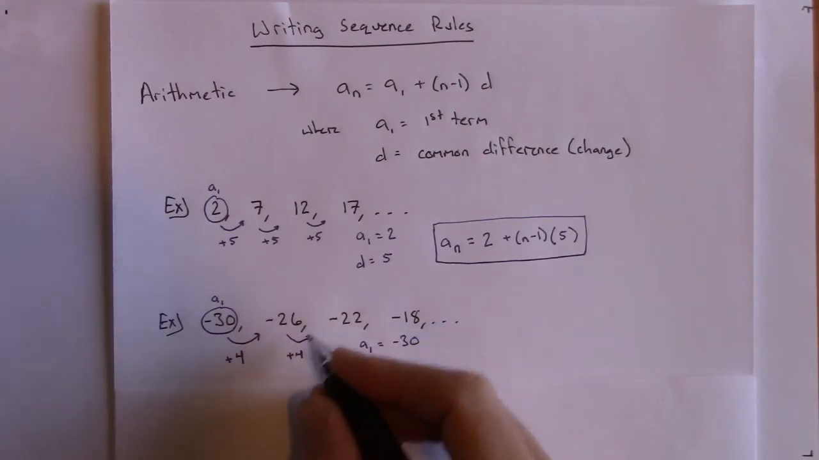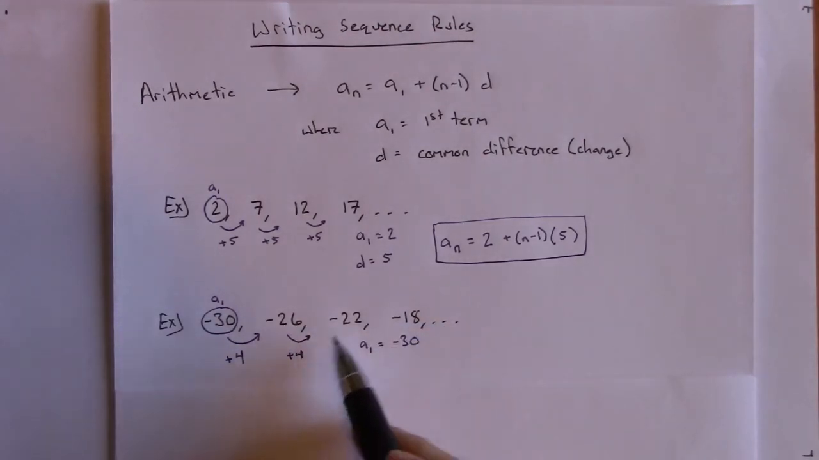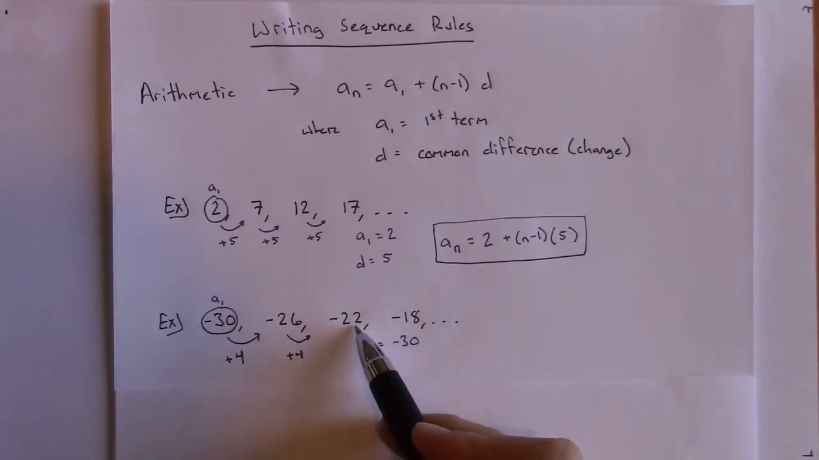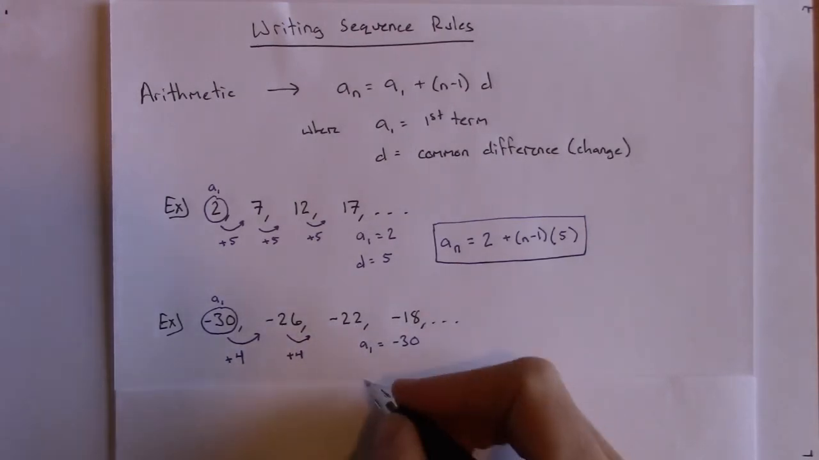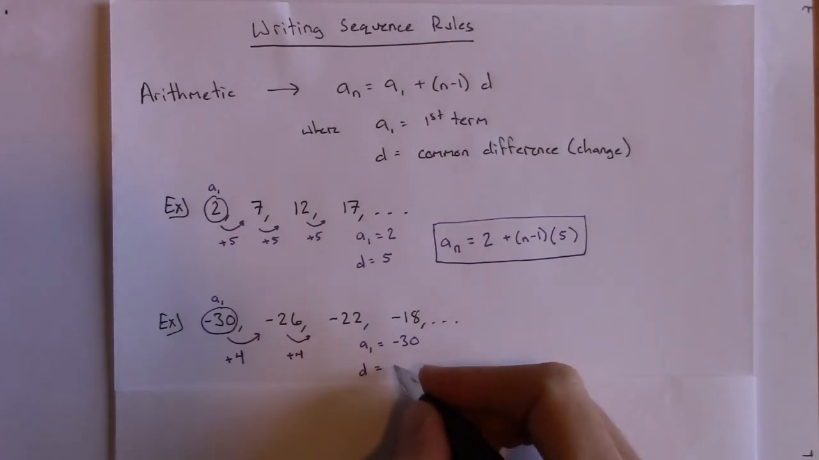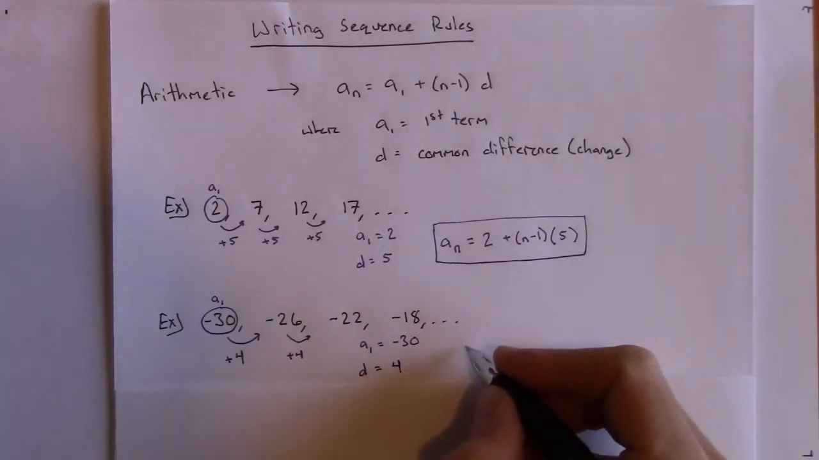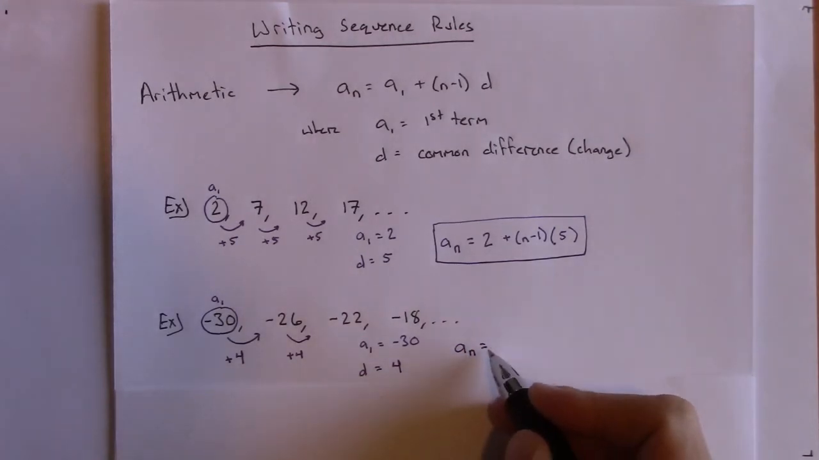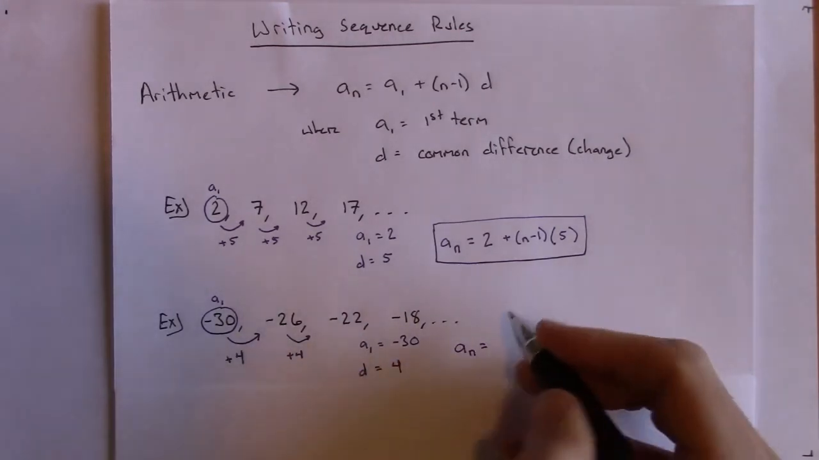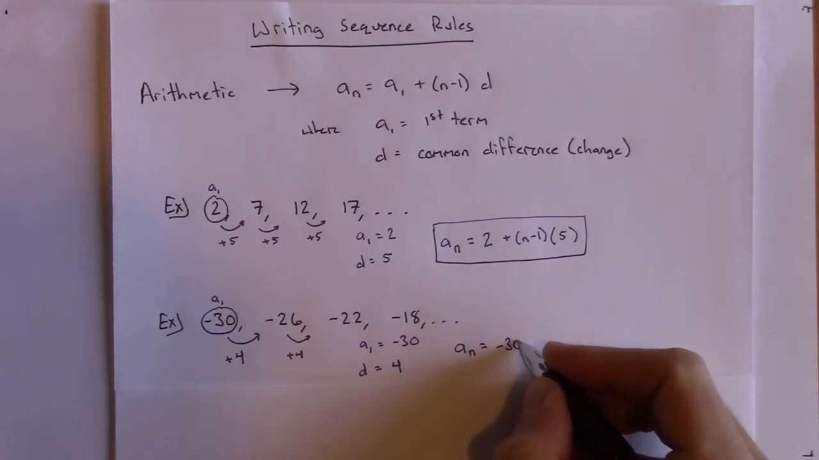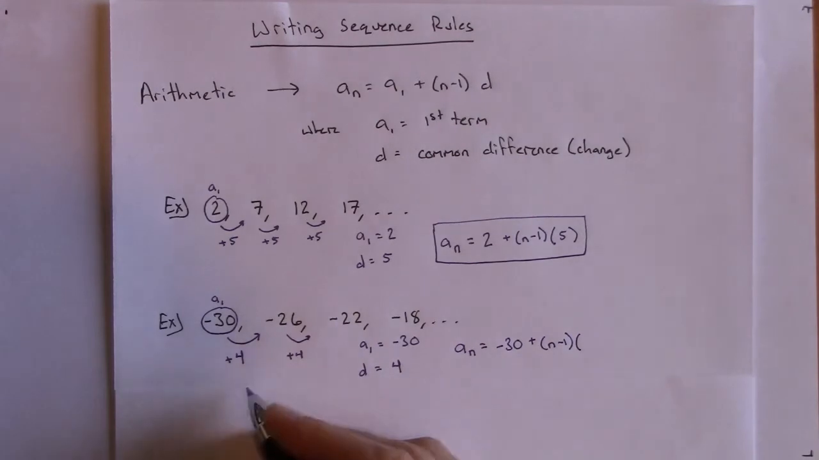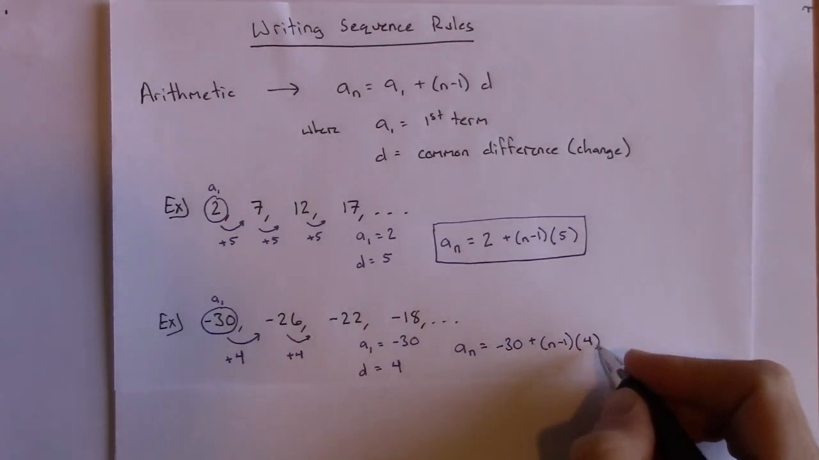And again, we see that pattern holds. Negative 26 plus 4 is negative 22. Negative 22 plus 4 is negative 18. So that means d, or my common difference, is going to be 4. So I can come over here and write my formula. a sub n equals my first term, negative 30, plus n minus 1 times my common difference of 4.